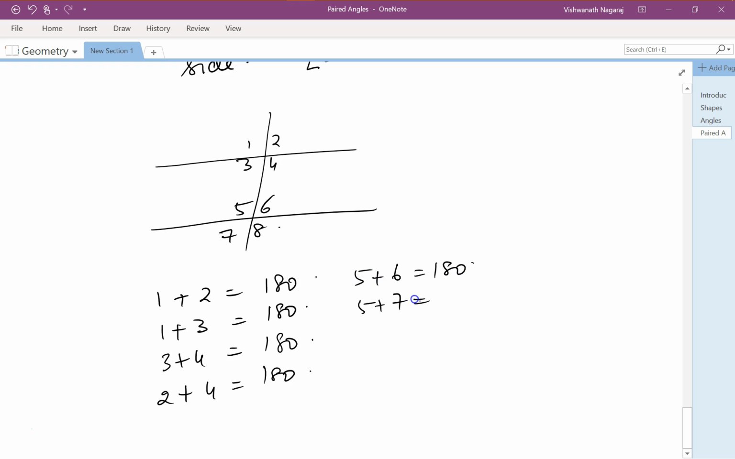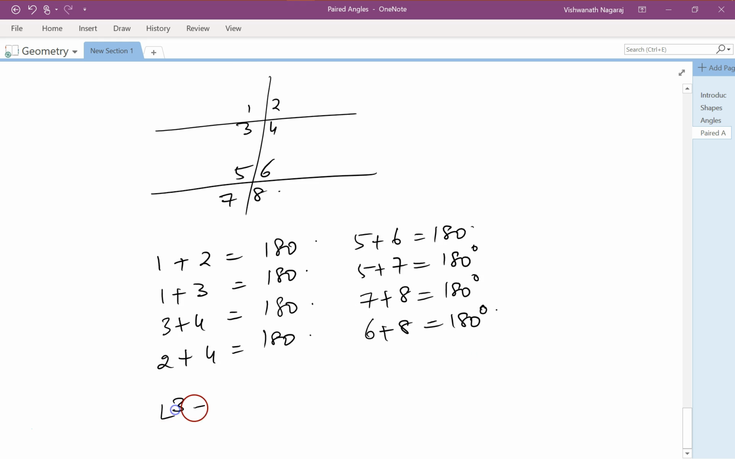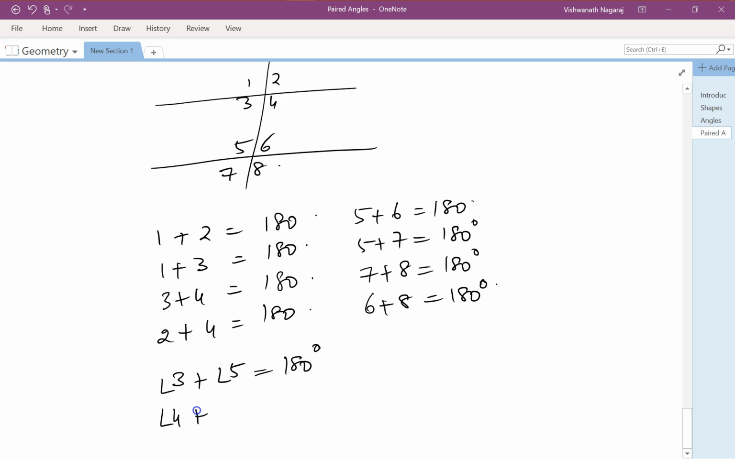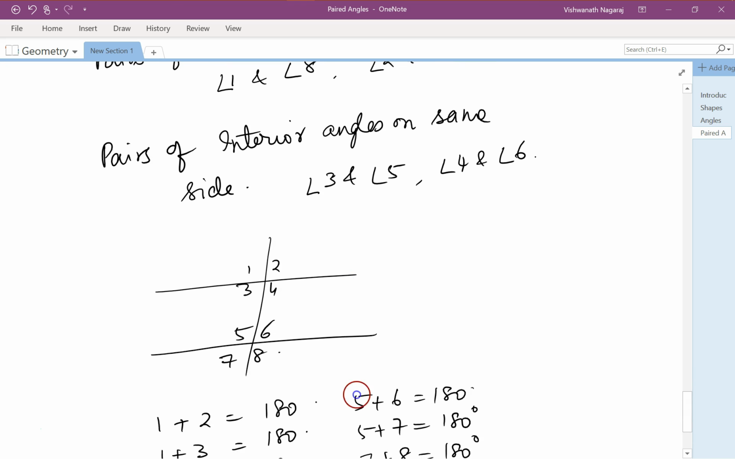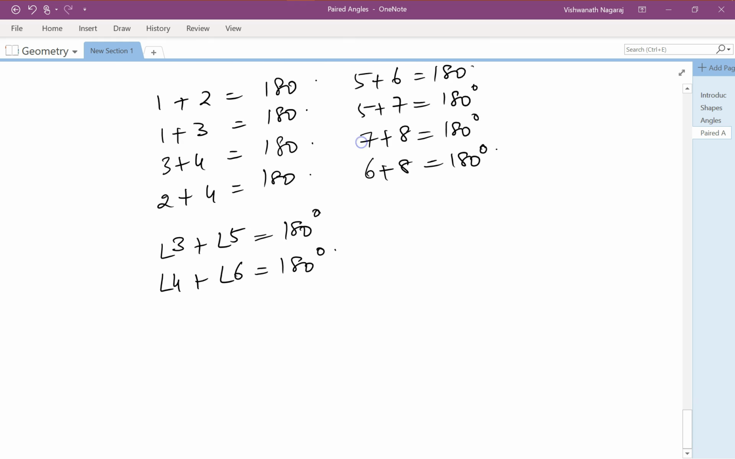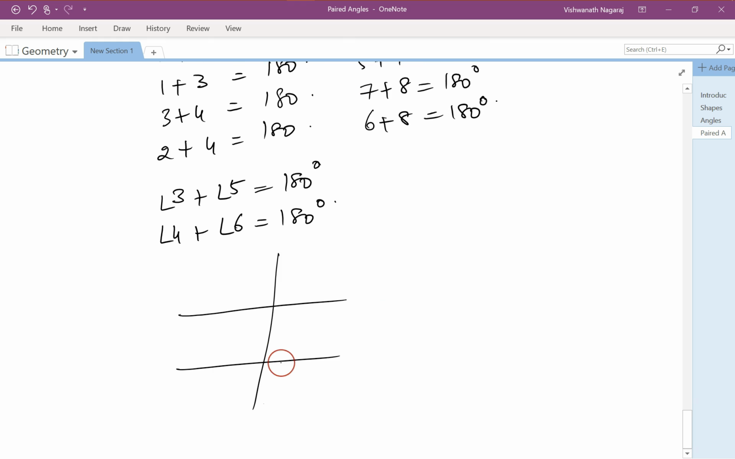5 plus 7 equal to 180 degree. 7 plus 8 equal to 180 degree. And 6 plus 8 equal to 180 degree. Angle 3 plus angle 5 is equal to 180 degree. They are supplementary angles. Similarly, 4 plus 6 is equal to 180 degree. So be clear about this. Practice a lot. Whatever you learn now, you are going to require it throughout your schooling.